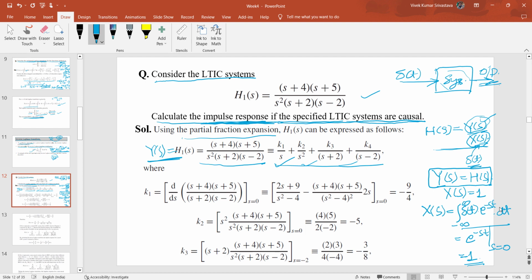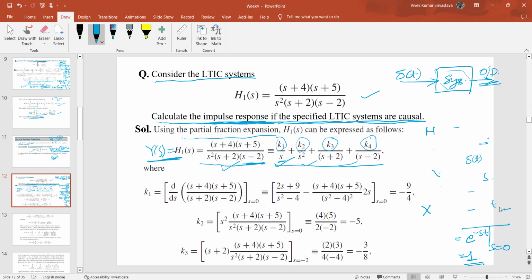Okay, so what we will do, we will first take partial fraction of this expression. This partial fraction is defined as k1 over s plus k2 over s square plus k3 over s plus 2 plus k4 over s minus 2. Basically we have to evaluate these coefficients k1, k2, k3 and k4.